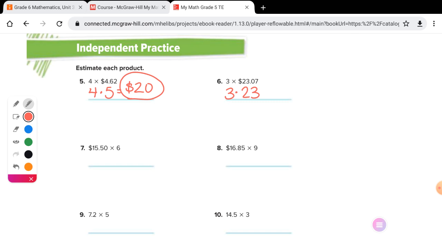Raise your hand if you left it as 23. Did anybody? Okay, so most of you then changed it to 3 times 20. So either of those are fine. If you left it, it's fine. If you change it to 20, it is fine.